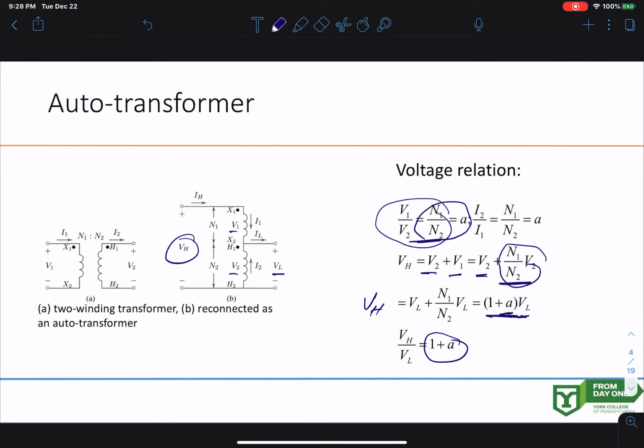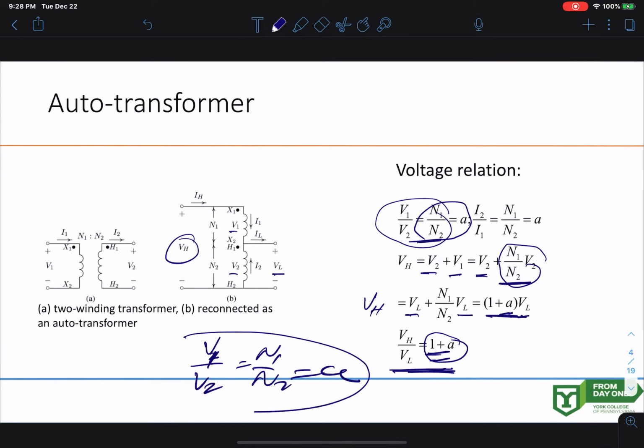So if you take the VL out of here, VH over VL is 1 plus A. Again, A is N1 over N2. So what this is saying is that normally V1 over V2 is N1 over N2, but now you have 1 plus A. That means this ratio is higher than in a traditional magnetically coupled transformer. In a magnetically coupled transformer, we have only A. Now you have 1 plus A, which is the voltage ratio.